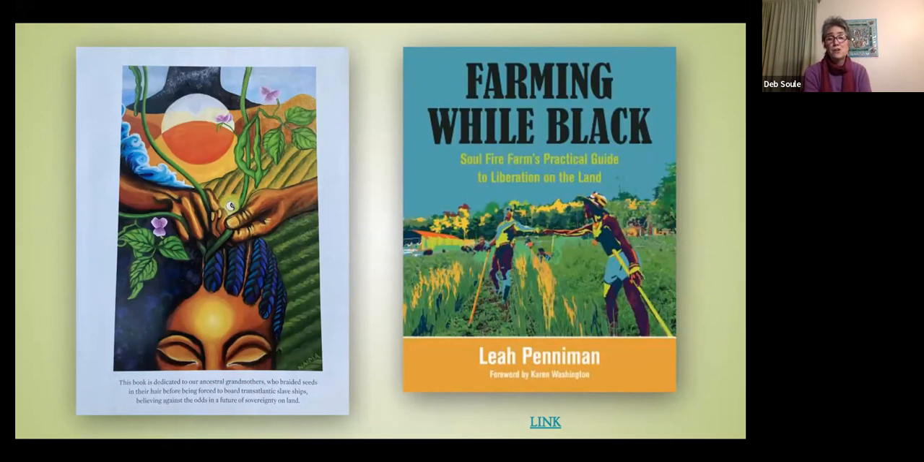And this is a beautiful drawing from the beginning of the book where they're dedicating the book to the ancestral grandmothers who braided the seeds in their hair before being forced to board the transatlantic slave ships, believing against the odds in a future of sovereignty on land. That is the power of seed.